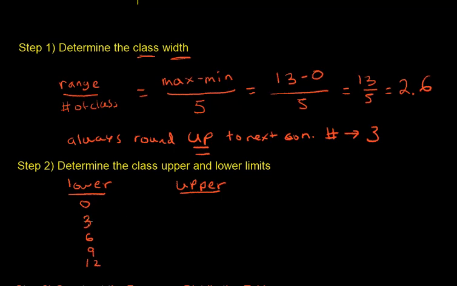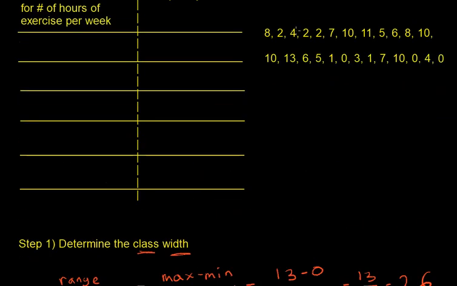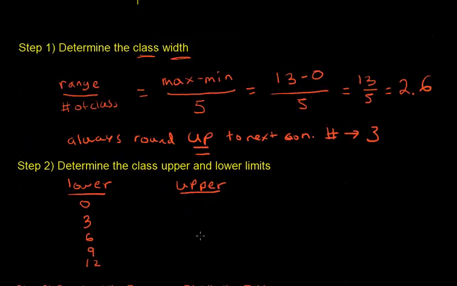All right, my upper limit will go to the number that's right before the next lower limit. If you had data that consisted of decimals, like say people reported to you that they exercised 2.5 hours, then you would want to take the number that's right before 3, so that'd be 2.9. Right? But because our data doesn't involve decimals, people only reported whole numbers for the number of hours that they exercise per week, I can just take the number that's right before 3, which would be 2.